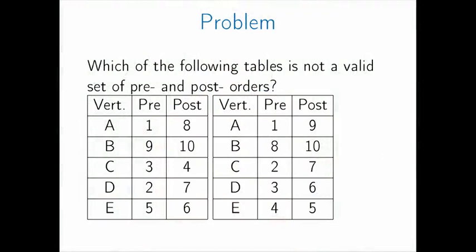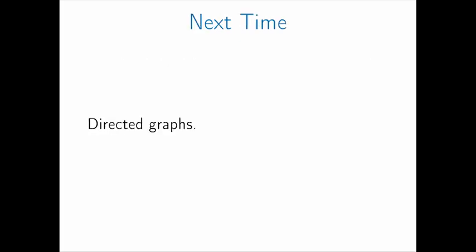And so these are the only cases. The intervals are nested or they're disjoint. And which case we're in will actually tell us something useful about the order in which we visited vertices in this graph. Now, just to review, we've got these two tables here of pre and post numbers, but only one of them is a possibly valid table of pre and post numbers. Which one is not valid? Well, the one on the right can't be correct because these two intervals from pre to post for vertices A and B are interleaved, and that can't happen.